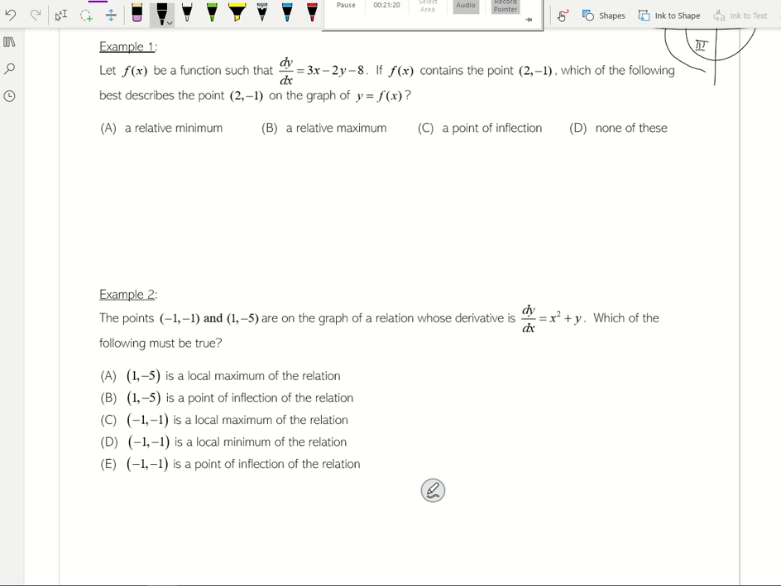Okay, they're giving you the first derivative. So let's find out what the first derivative is when you have 2, negative 1 there. That means we're plugging the x and the y in for the x and the y up there, right? So it's going to be 3 times 2 minus 2 times negative 1 subtract 8, which is 6 plus 2 minus 8 equals 0.